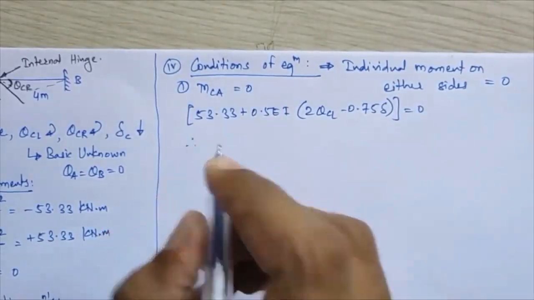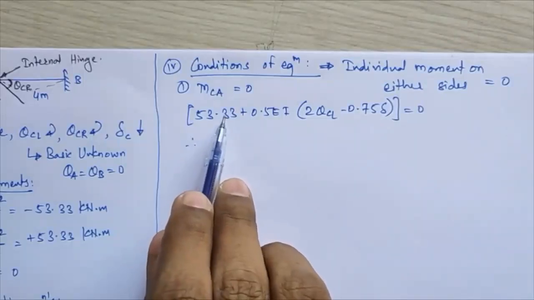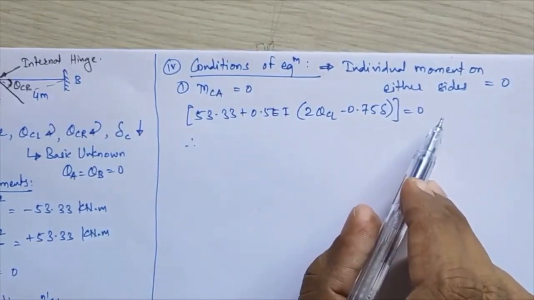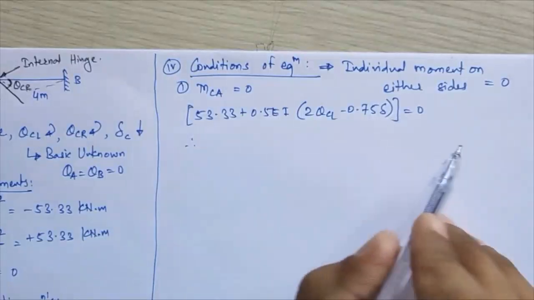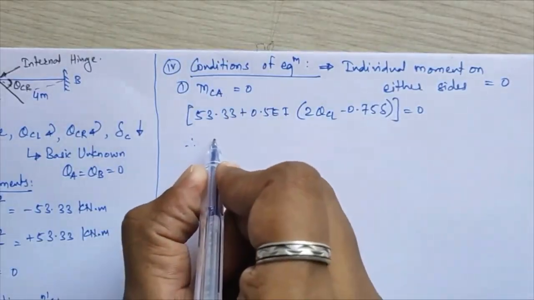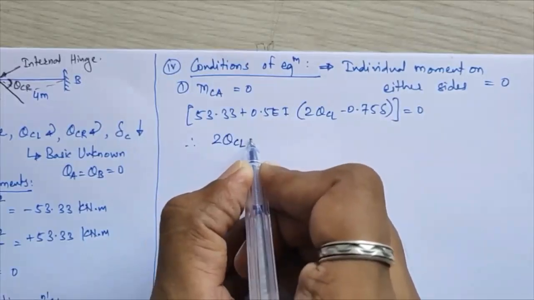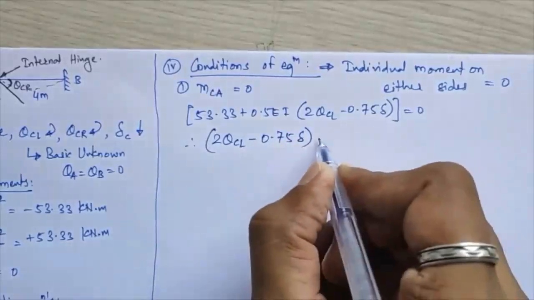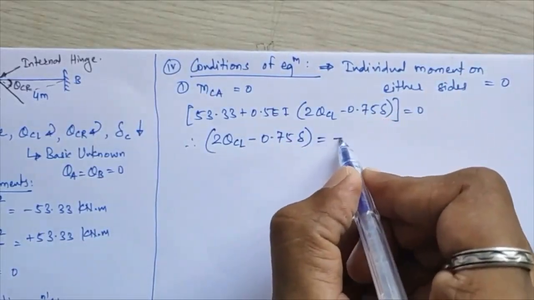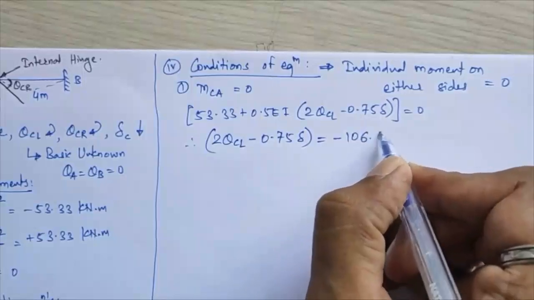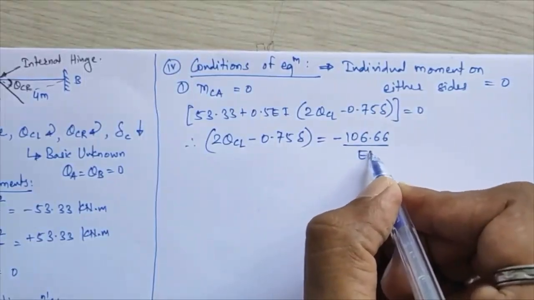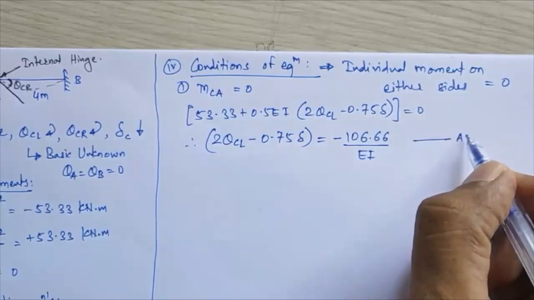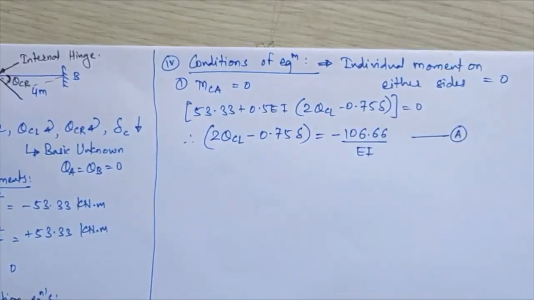So if you simplify this, 53.33 going to the RHS will become negative, and this 0.5 EI will get divided, so this will give 2 theta CL minus 0.75 times delta is equal to minus 106.66 divided by EI. I'll call it equation number A, or the first equilibrium equation.